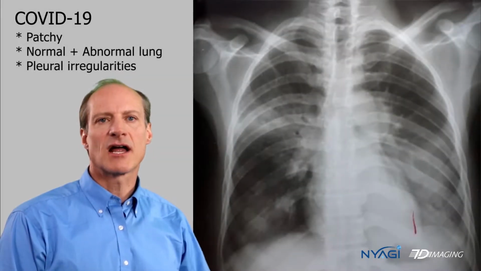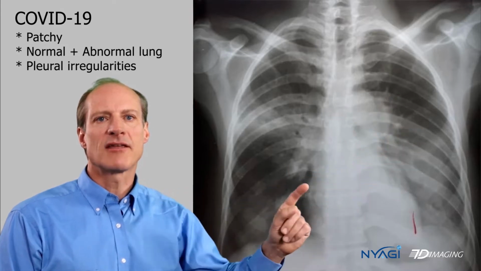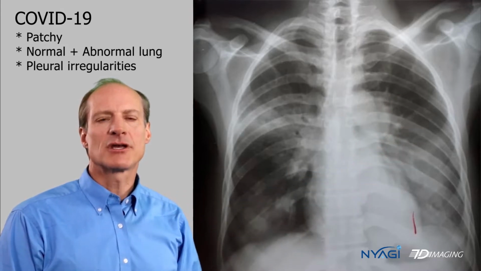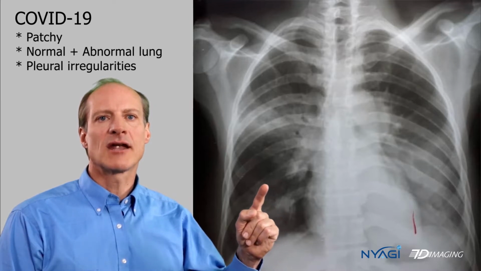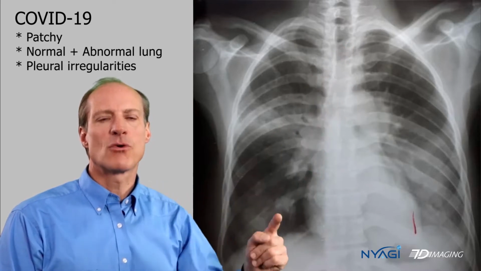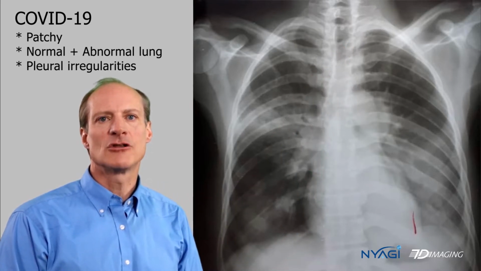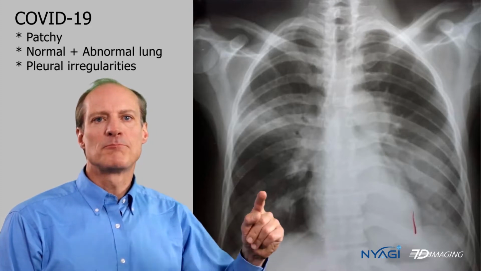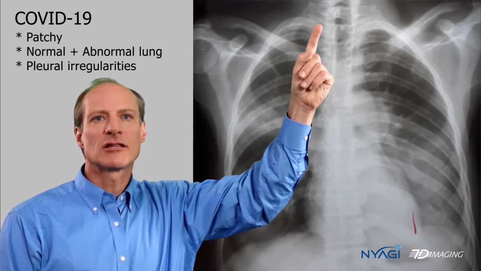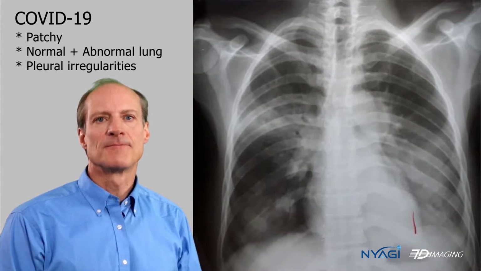The COVID-19 virus typically affects both lungs in a patchy distribution. Here you can see an X-ray with areas of white consolidated areas next to normal appearing lung. This is classic for the ARDS that develops with COVID-19 pneumonia. The pleura can become irregular and thickened, which is also a finding seen on ultrasound.